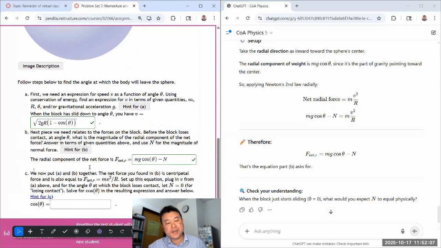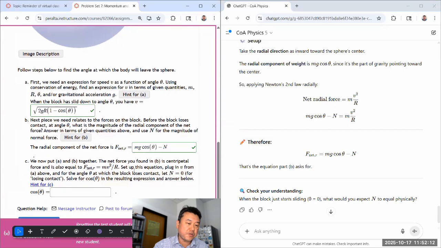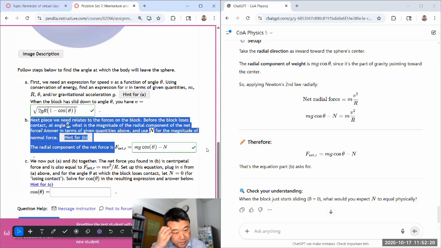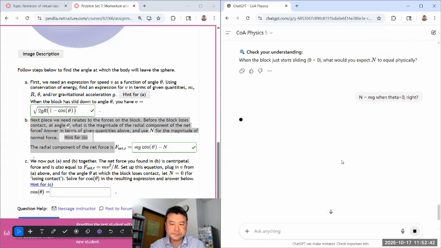Yeah. Again, I think before I was doing the update, I knew it would be relatively easy to make sure that it answers one part at a time. But how it approaches each part is a lot harder thing to prompt. Where, yeah, check your understanding, just sliding. N equals mg when theta equals 0, right? Yeah, as long as your v is 0 at the top. If it's not, then I guess it.